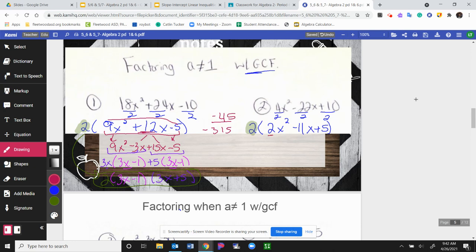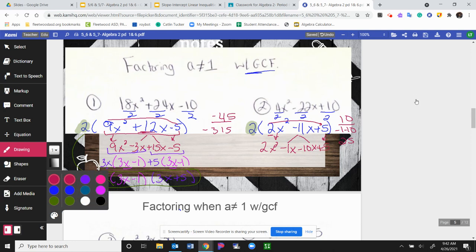A is not 1, so I'm going to multiply my first and my last term. 2 times 5 is 10. So I've got 1 and 10, 2 and 5, and I'm looking for the set that adds up to -11. That's going to be -10 and -1 here. Split that middle term, -1x minus 10x. Bring the first term down. Bring the last term down.